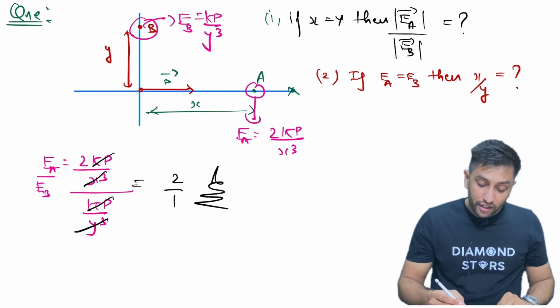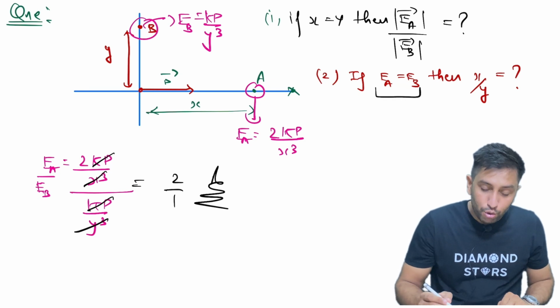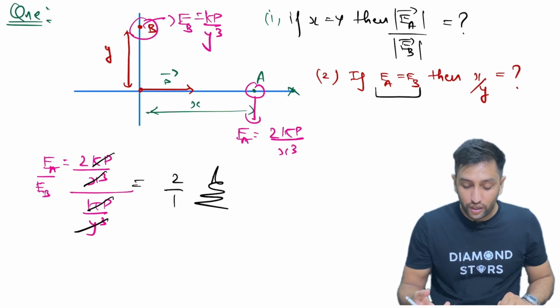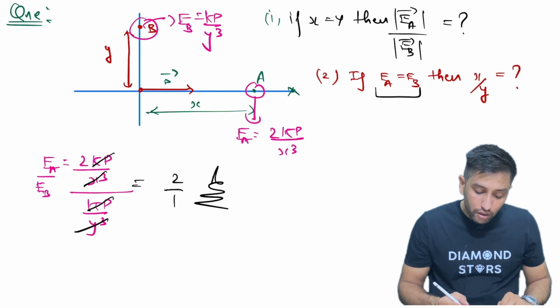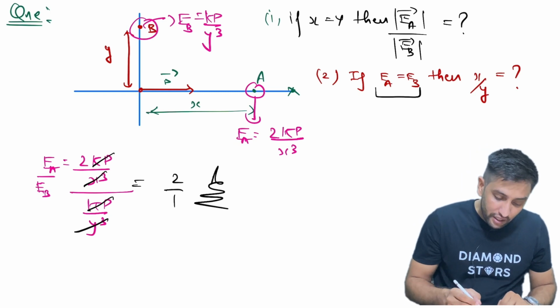Okay, and when it says that EA equals to EB, what is the ratio of x to y? How can you calculate that? You put the formula. Let me erase it.